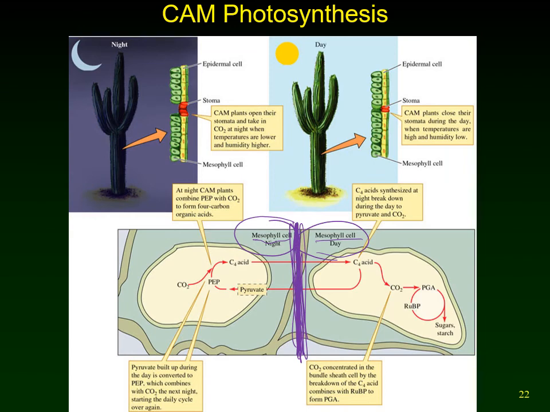So at night the stomata open, they let in the carbon dioxide, it gets picked up by the PEP, making the C4 acid, and then it'll just wait with that acid. So it can have the acid sitting in the cells waiting for the daytime. When the daytime comes, the stomata are going to close so that they're not going to lose water.